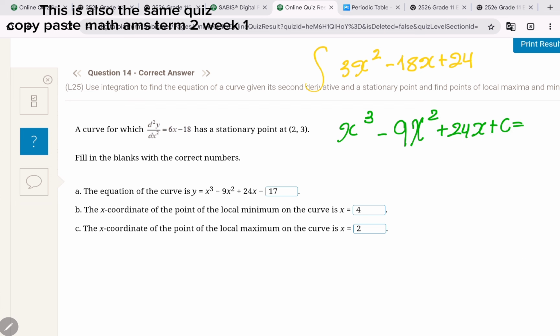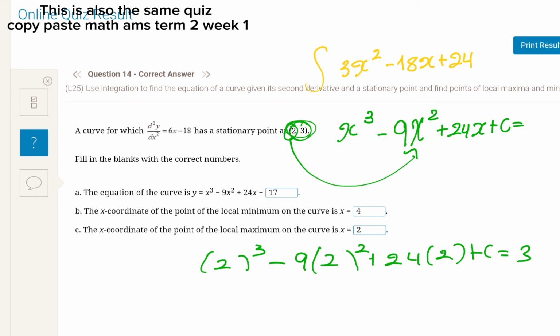I have my point on the curve originally to be 2, 3. If I substitute 2 here, I'm supposed to get an answer of 3. So 2 cubed minus 9 times 2 squared plus 24 times 2 plus c is equal to 3. What will I get as an answer? I got 20 plus c is equal to 3. So c is equal to what? C is equal to minus 17. And there we go, minus 17.